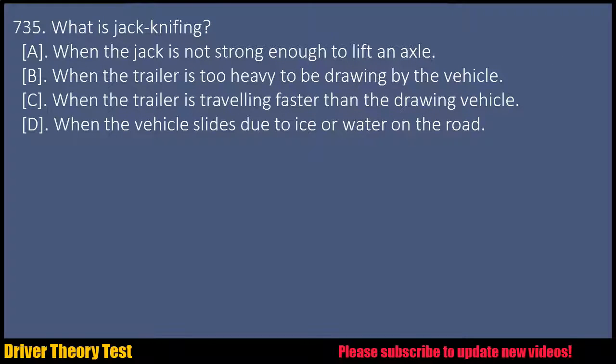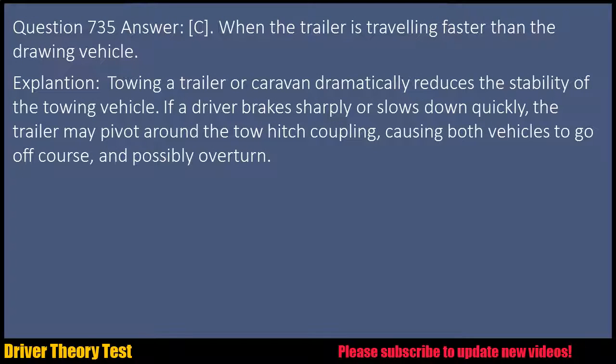Question 735. What is jackknifing? A. When the jack is not strong enough to lift an axle. B. When the trailer is too heavy to be drawn by the vehicle. C. When the trailer is traveling faster than the drawing vehicle. D. When the vehicle slides due to ice or water on the road. Question 735. Answer: C. When the trailer is traveling faster than the drawing vehicle. Explanation: towing a trailer or caravan dramatically reduces the stability of the towing vehicle. If a driver brakes sharply or slows down quickly, the trailer may pivot around the tow hitch coupling, causing both vehicles to go off course, and possibly overturn.